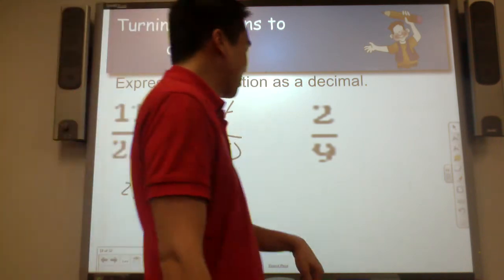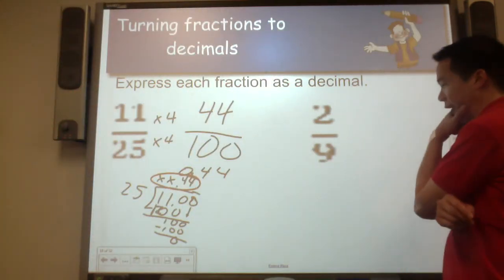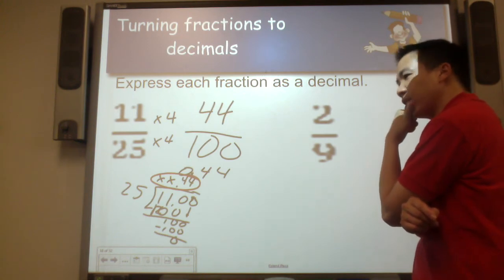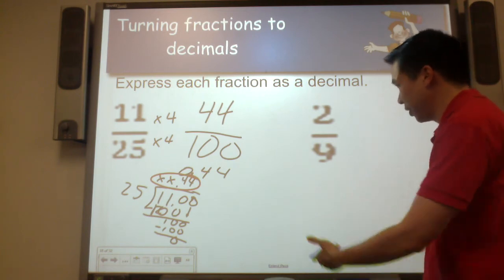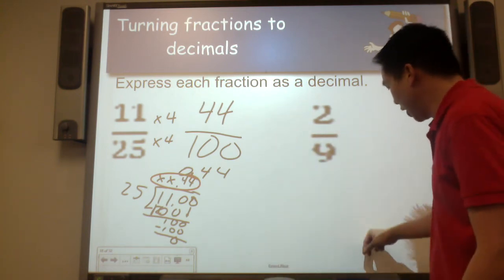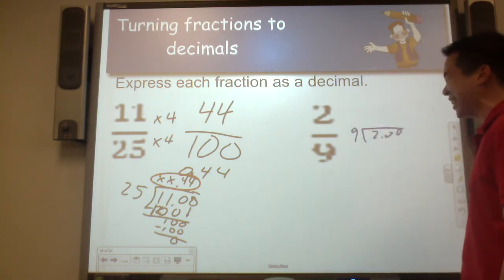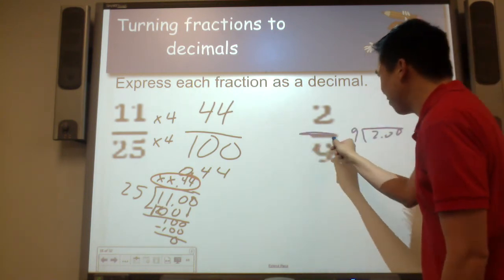Let's go look at our last example. Can 9 go into a hundredths place? 9 times 9 is 81. 9 times 10 is 90. 9 times 11 is 99. No, it doesn't go into a hundredths place. That's okay. You have $2. You want to divide it into 9 equal parts. This means divide.